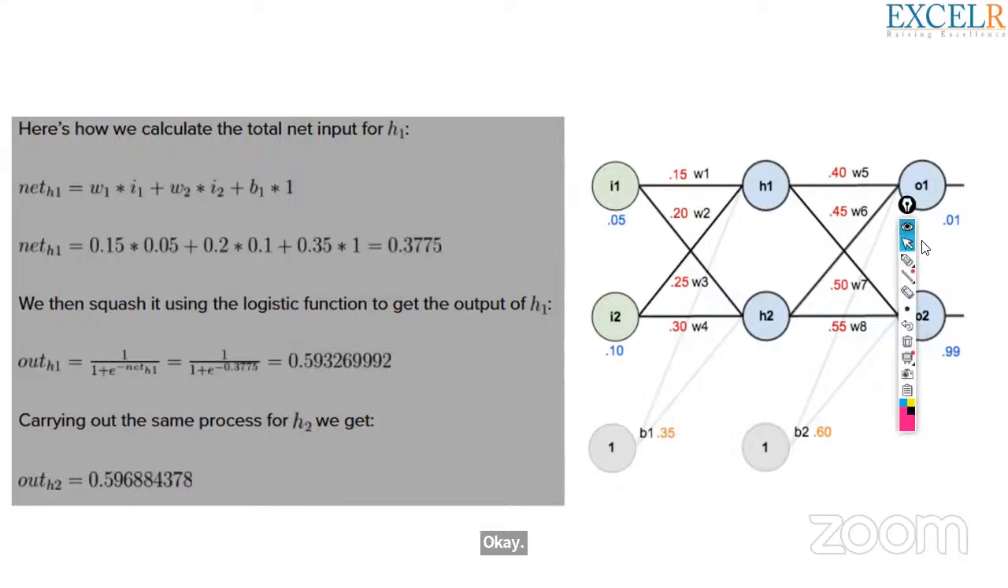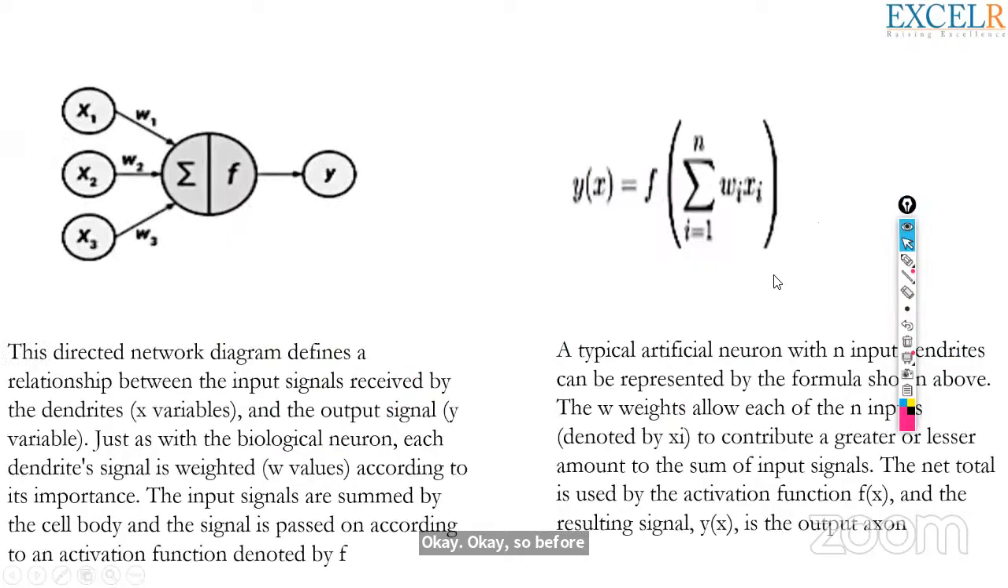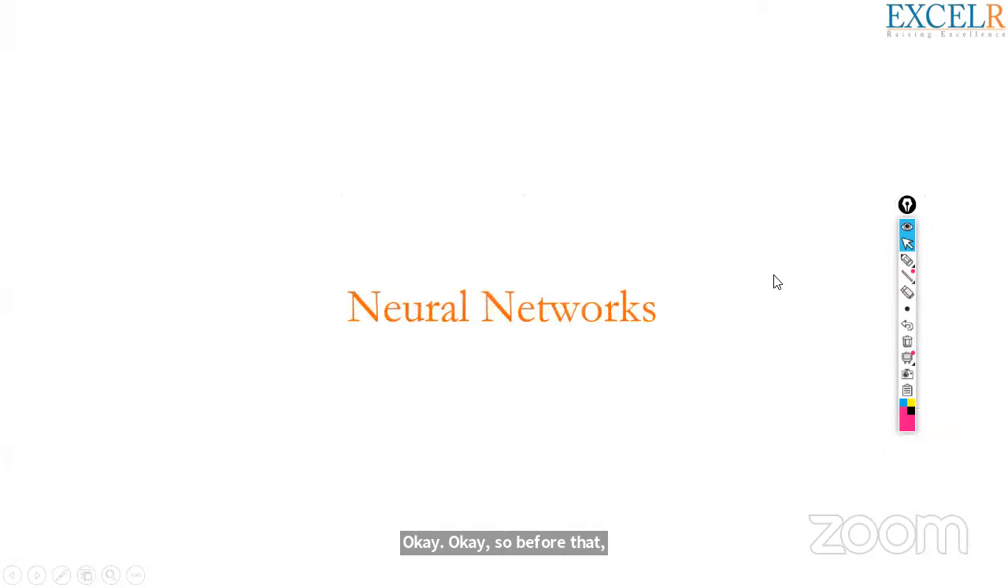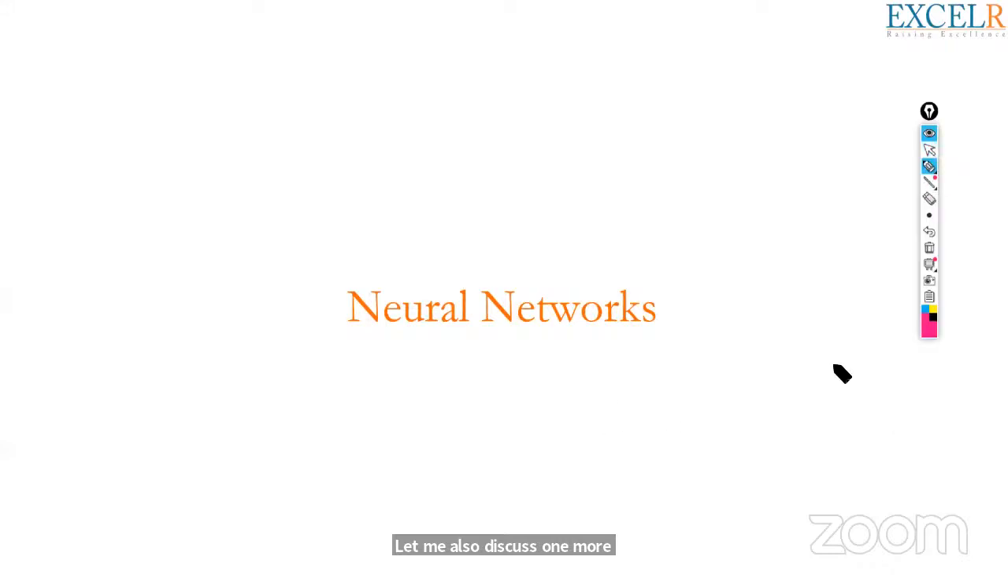Okay, so before that, let me also discuss one more thing. So guys, this is what we understood: what is a neural network, and what are the different layers and different terminologies, right? Now, when we are going to design any kind of neural network in a practical scenario, there are a couple of steps you need to follow. Now, what are the steps? Broadly, there are three steps you need to follow to design any kind of neural network.